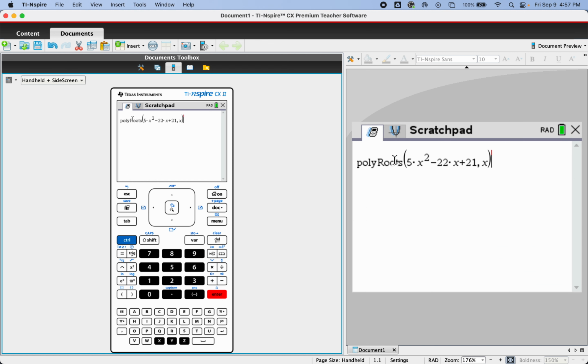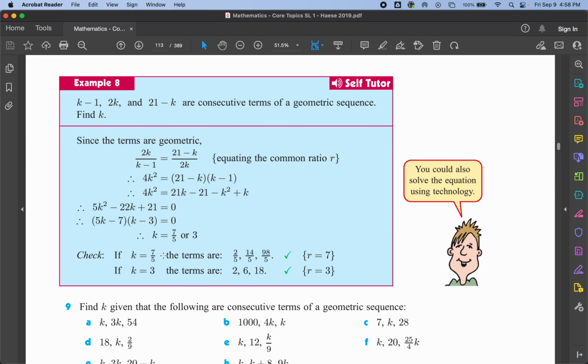This is the other thing you can do. If you like typing it in, the name of the command that you use is PolyRoots, and then the syntax is the equation, comma, x, and x is the variable that we're solving for. This equation has to be set equal to 0. But if I just push enter now, you'll see we get 7 over 5 and 3, which matches what you get here.